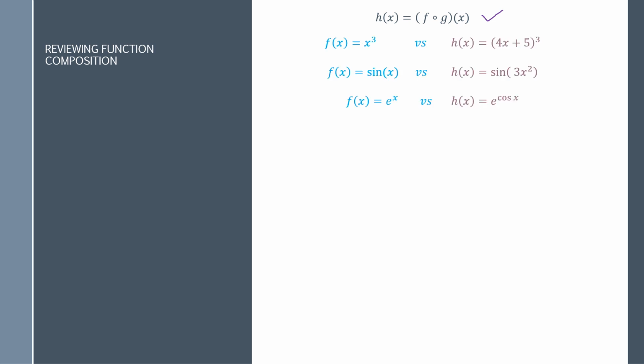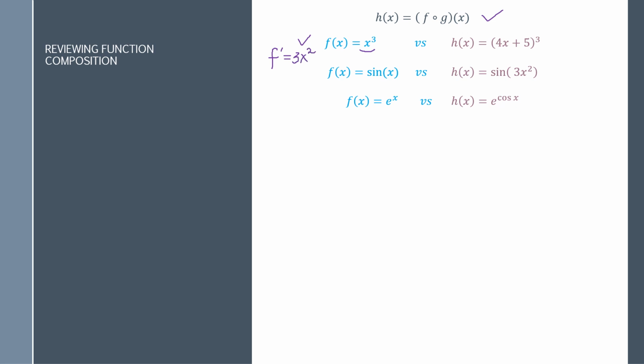On the left side, I have some simple functions that we have been working with so far. For example, f of x is equal to x cubed. So you can think about it as taking x and raising it to the third power. And of course, we know how to differentiate this function. So f prime in this case would be 3x squared.